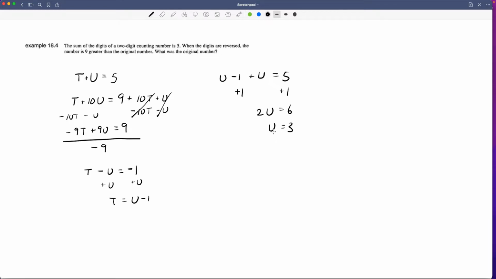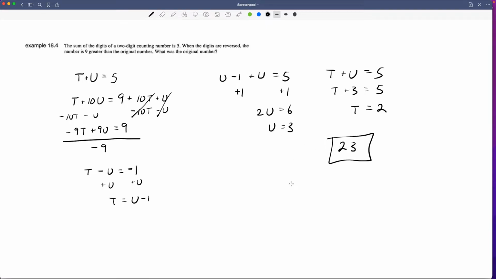Now that I know u is equal to 3, I can bring that up here. t plus u is equal to 5. t plus 3 is equal to 5. Subtract 3 from both sides. t is equal to 2. So my original number was 23, because t was the tens place and u, the 3, was the units place. So that would be my answer.